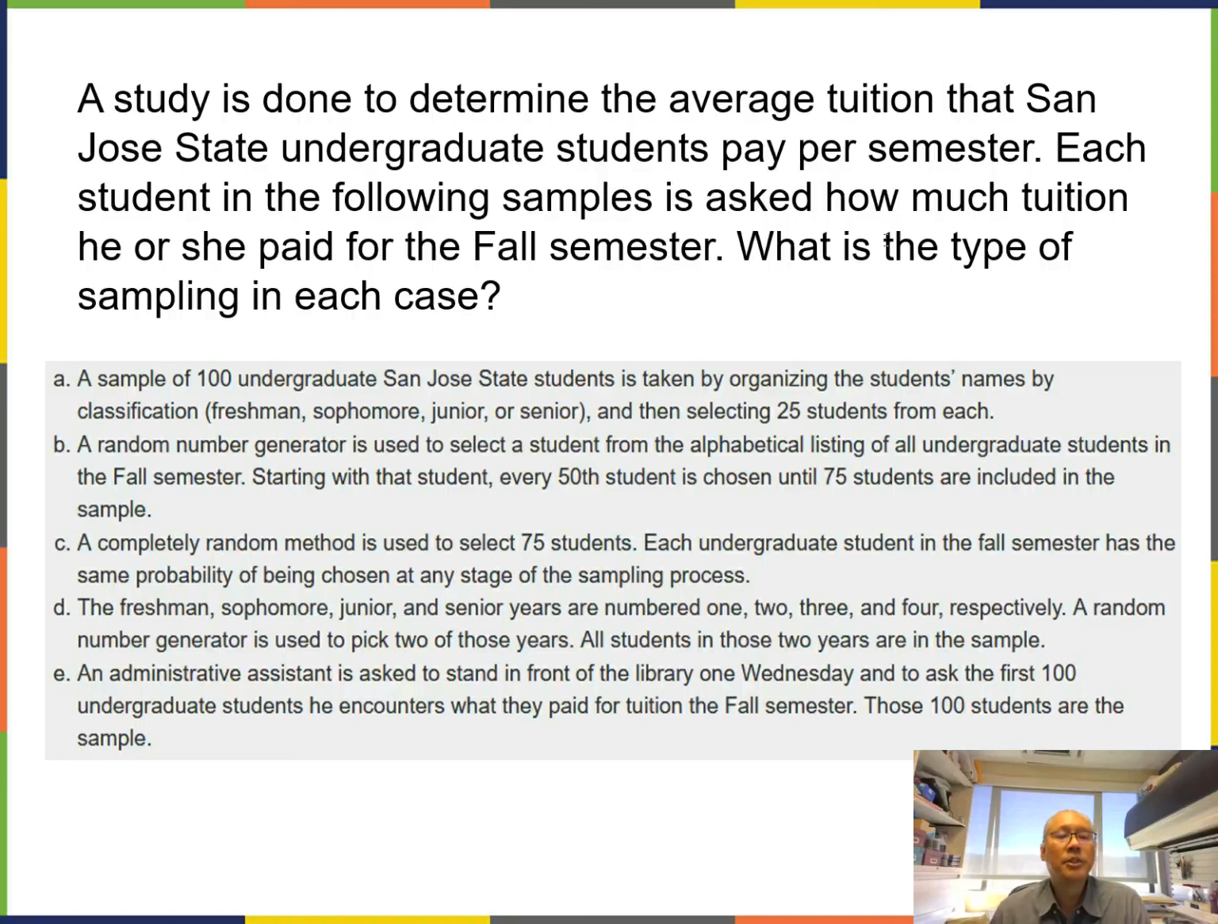D: the freshmen, sophomores, juniors, and seniors are numbered 1 through 4 respectively, and a random number generator is used to pick 2 of those years, and then all the students in those 2 years are sampled. So that's our example of cluster sampling. And then an administrative assistant is asked to stand in front of the library on one Wednesday to ask 100 students, so you're sitting there just handing out surveys to the people at your convenience. That would be a convenience sampling example.